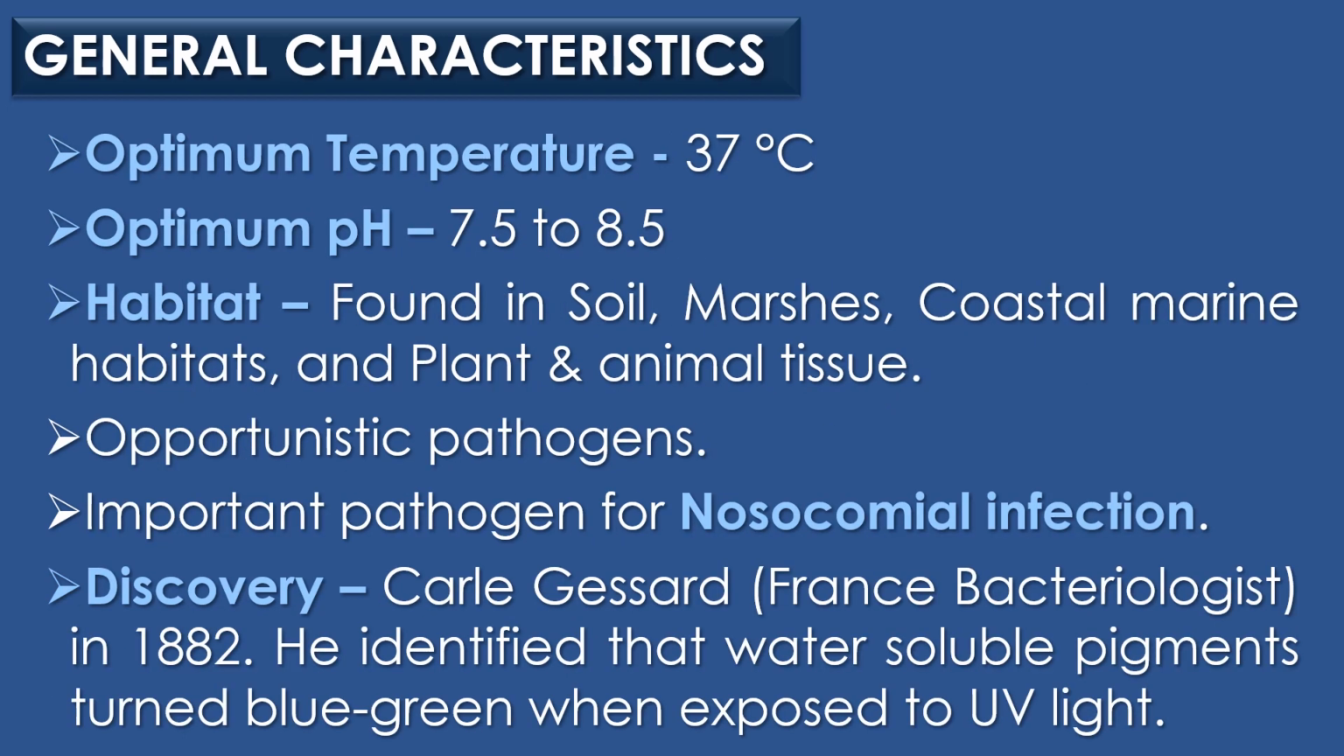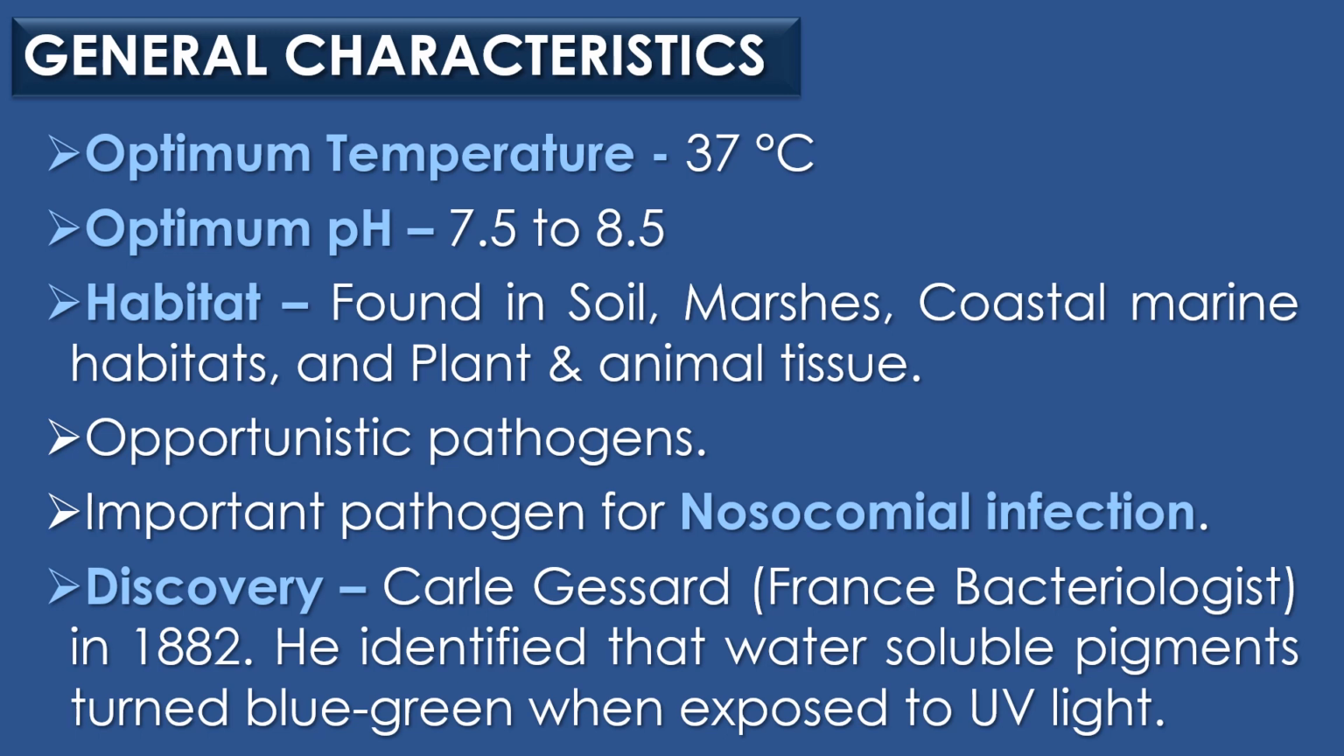Regarding the optimum temperature, the optimum temperature required for the cultivation of Pseudomonas aeruginosa is 37 degrees Celsius. Optimum pH is 7.5 to 8.5. Regarding the habitat, Pseudomonas bacteria can be found in soil, marshes, coastal marine habitats, and plant and animal tissues. Generally, these bacteria can tolerate a variety of physical conditions. Pseudomonas aeruginosa is an opportunistic pathogen. It is also referred to as an important pathogen for causing nosocomial infection.